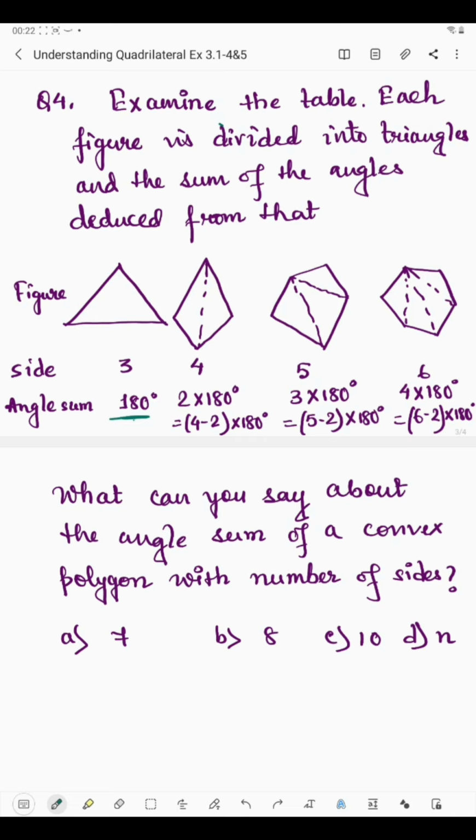Now coming to the second figure. See, this is a quadrilateral because it has 4 sides. Now here this is the diagonal. Here the diagonal is drawn to divide the quadrilateral into 2 triangles. Okay, now if one triangle is 180 degrees, then 2 triangles will be 2 into 180 degrees. Now how have we got this 2? See, in this figure we have 4 sides. So 4 is the number of sides, minus 2, into 180 degrees. So 4 minus 2 is 2 into 180 degrees.